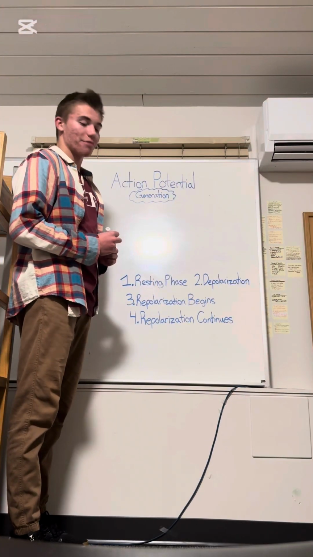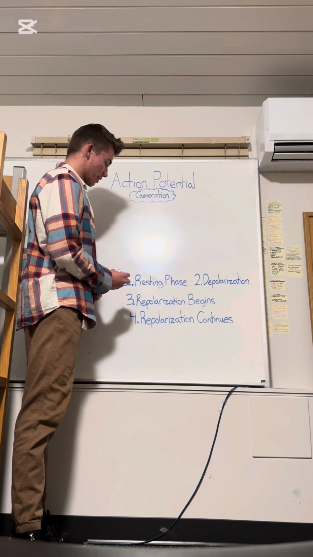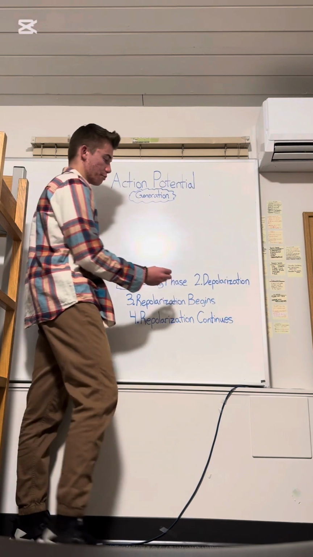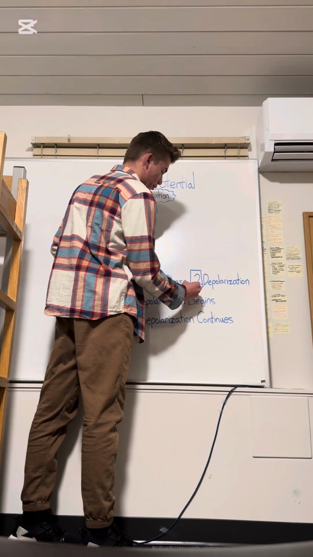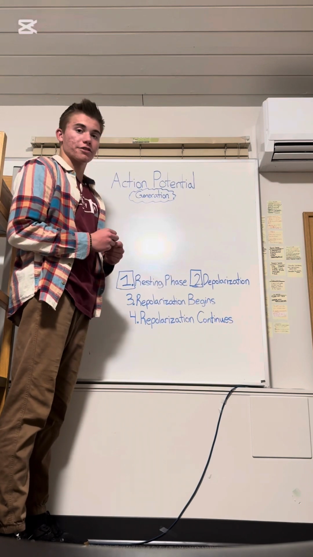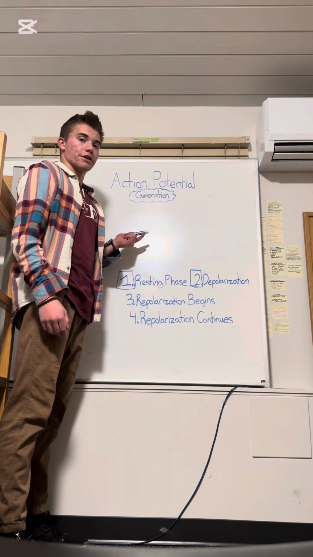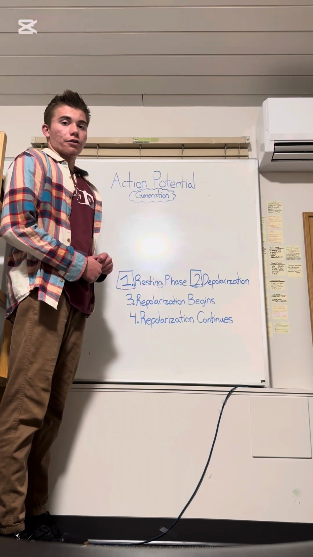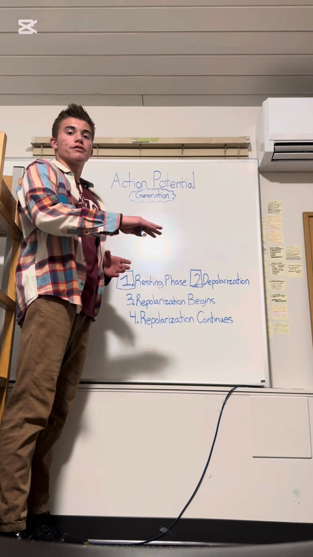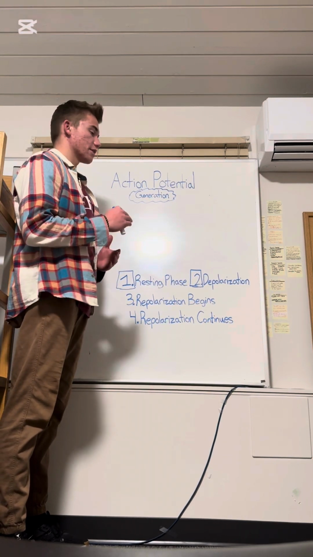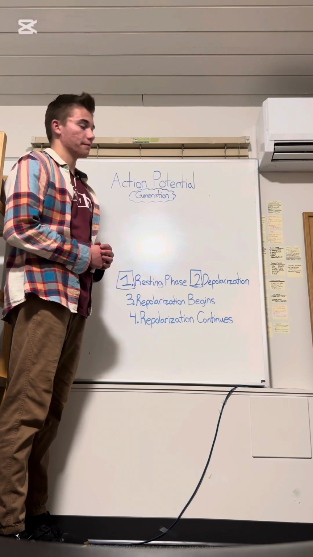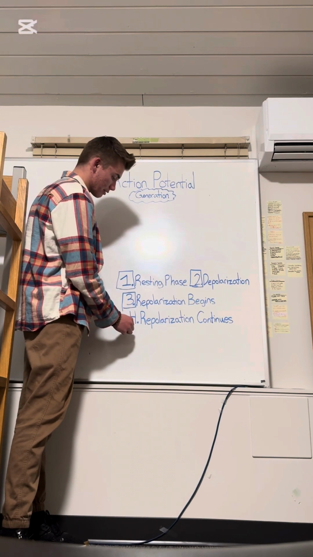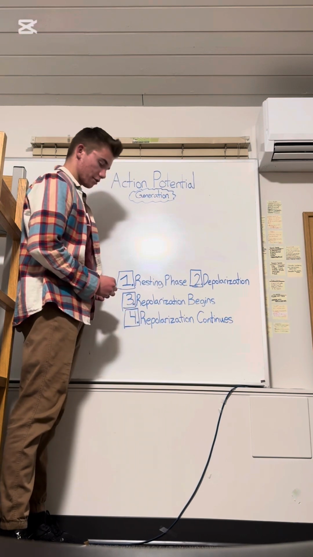Okay, now for a recap of what we just did. The first phase out of the 4 steps is the resting phase. The second phase is depolarization. In the depolarization step, this is when the action potential is fired if the threshold is reached, and when the action potential is fired, there's something called an all or none principle. So when the impulse is sent along the axon, it will always stay the same speed and strength once it is released. And the third step is repolarization begins, and finally repolarization continues.